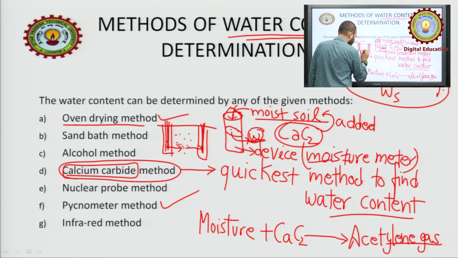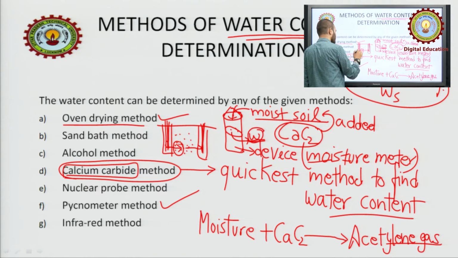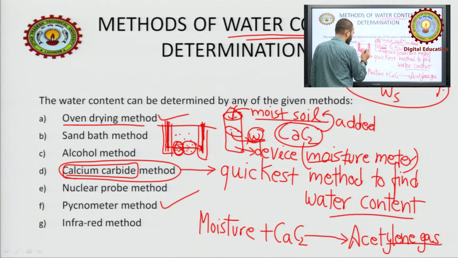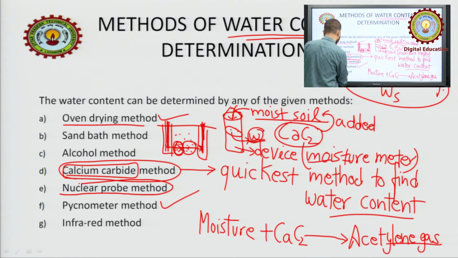If there is moisture in the soil, it will lose its energy. This neutron, or whatever is discharged, will lose its energy while going through this path and reaching here. So, we know what energy it should have and what is being achieved here. Finally, the amount of energy lost will tell us the moisture content. This is the nuclear probe method.